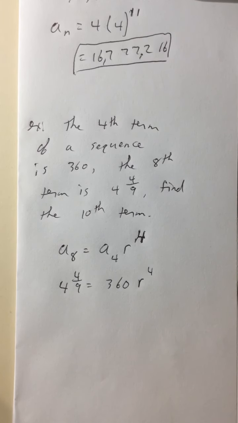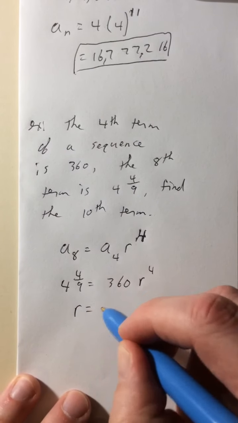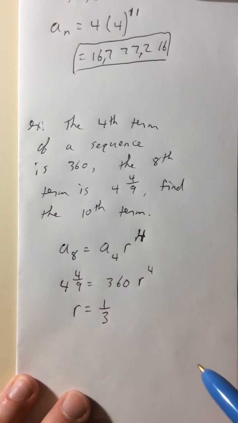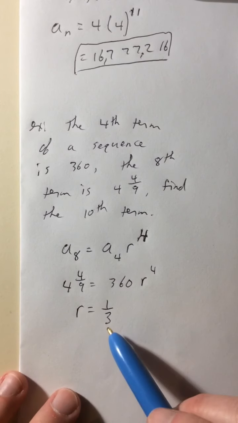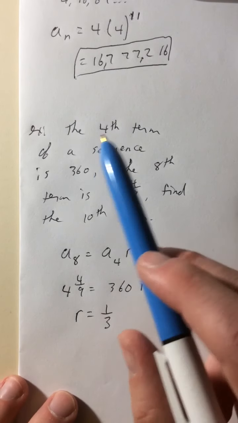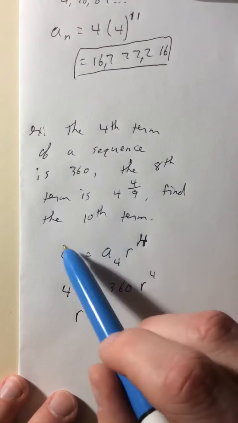And after we do some nice fun work here, we get that the common ratio r is exactly 1/3. Just a little calculator work. So we know now that the common ratio is 1/3. So, find the 10th term.